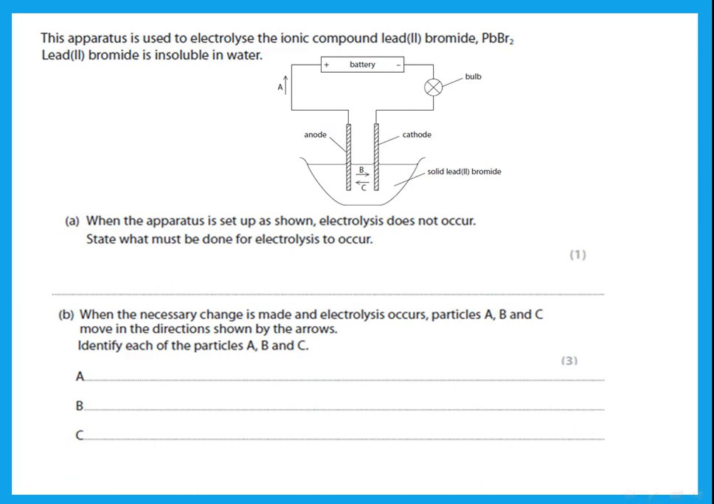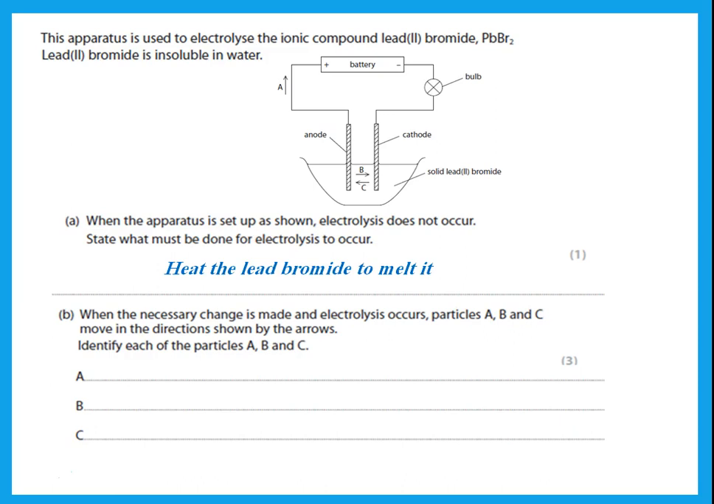So what do I need to do? We said I need to heat it in order to become molten. I want to melt it so that now I have molten lead bromide. Then you can do electrolysis of the molten compound. When the necessary change is made and electrolysis occurs, particles A, B, and C move in the directions shown by the arrow. Identify each of particles A.